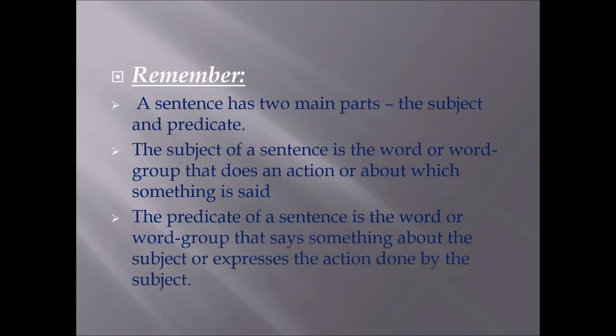There are certain things we need to remember. A sentence has two main parts, the subject and the predicate. The subject of a sentence is the word or word group that does an action or about which something is said. The predicate of a sentence is a word or word group that says something about the subject or expresses the action done by the subject.